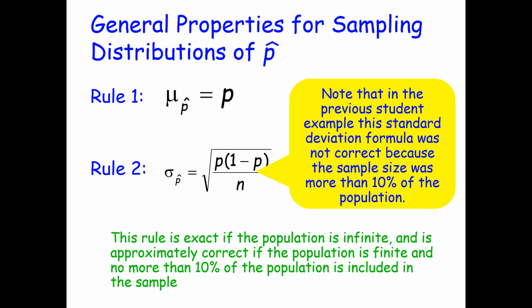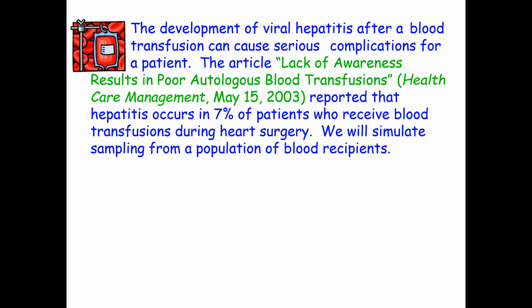Let's move on to a different example. The development of viral hepatitis after a blood transfusion can cause serious complications for a patient. The article "Lack of Awareness Results in Poor Autologous Blood Transfusions" reported that hepatitis occurs in 7% of patients who receive blood transfusions during heart surgery. So we will simulate sampling from a population of blood recipients.